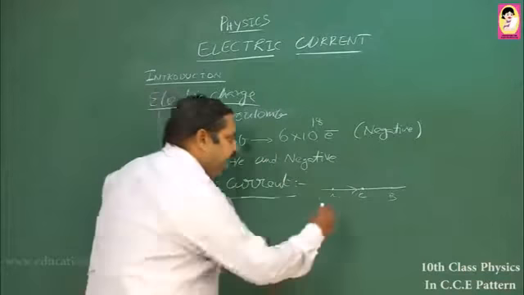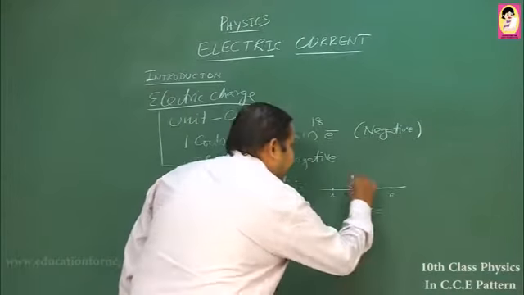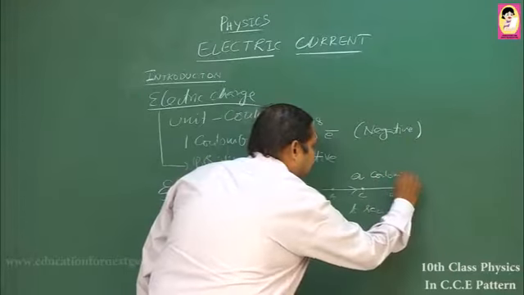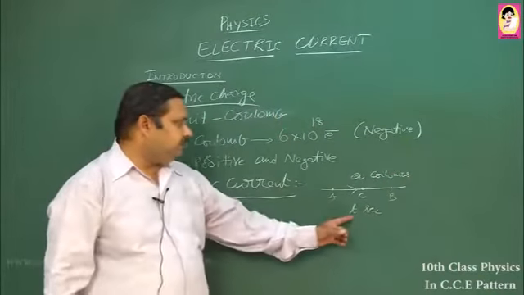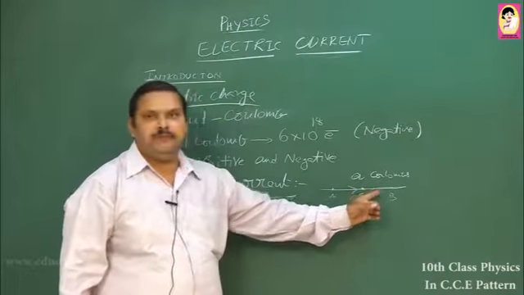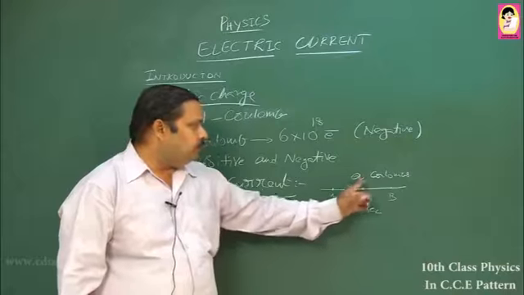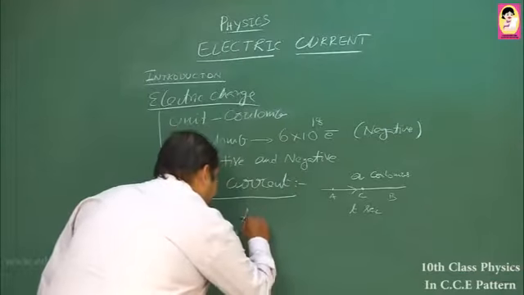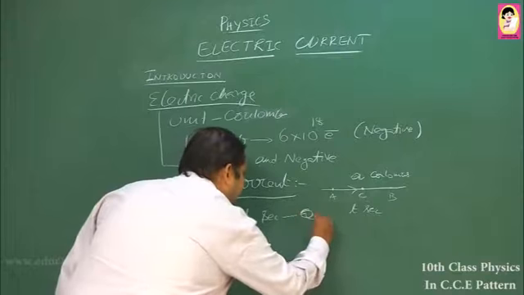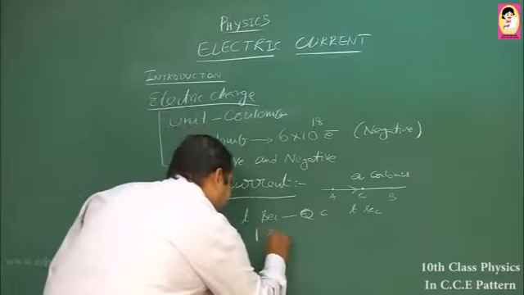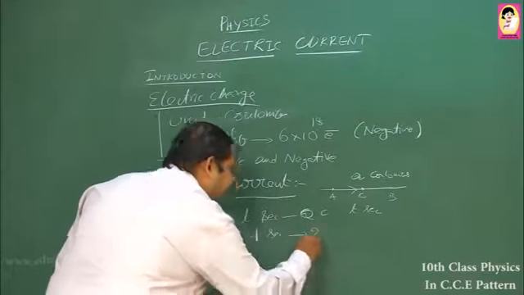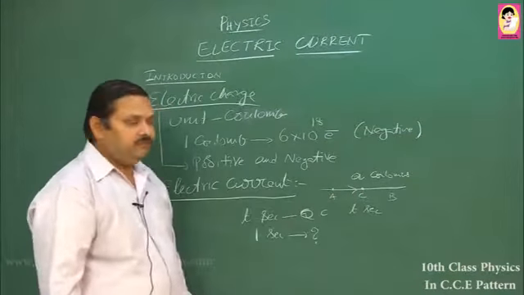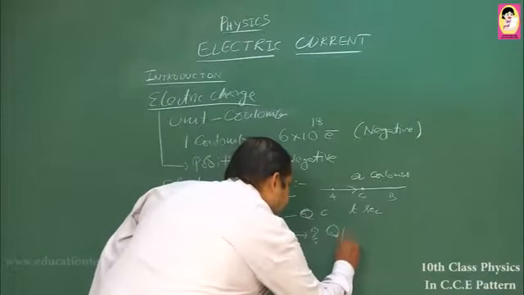For example, in t seconds time, q coulombs of charge is passing through this particular point C. In 1 second, through this point C, how much charge can flow? The amount of charge is q by t.